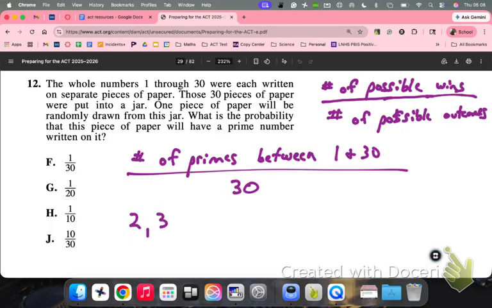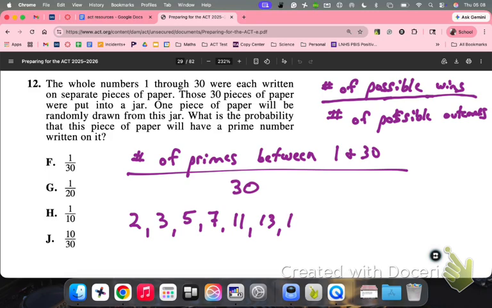3 is a prime number. 4 is not. Any even number won't be prime because it'll be divisible by 2. So 4 is not prime. 5 is. 6 is even, so it's not prime. 7 is prime. 8 is even, so it's not prime. 9 is divisible by 3. 10 is even. 11 is prime. 12 is even. 13 is prime. 14 is even. 15 is divisible by 3 and 5, so it's not prime.